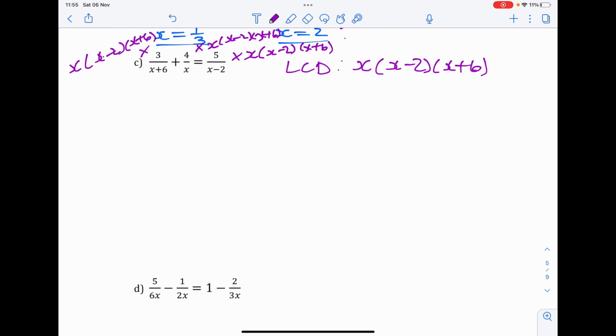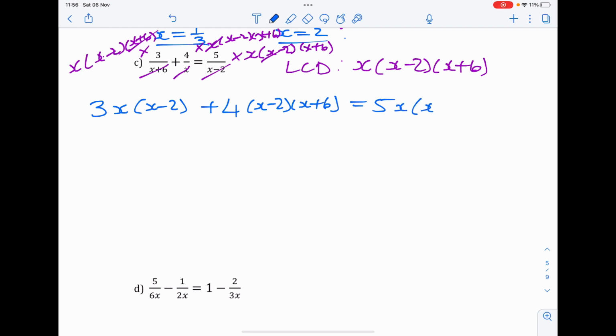Okay, then we're going to cancel out. So this x plus 6 cancels with x plus 6. x cancels with x. x minus 2 cancels with x minus 2. Now we're going to be left with some stuff. In that first fraction, we're left with a 3 times x. So that's the 3 from the fraction and then the x from the outside of the LCD, as well as (x minus 2), plus 4, and that 4 is left with those two brackets, (x minus 2)(x plus 6), equals the 5 is left with the x as well as (x plus 6).